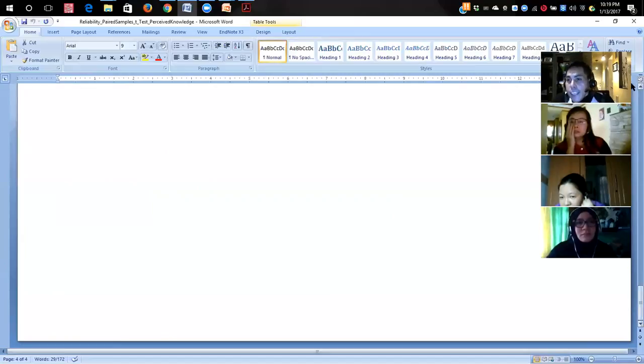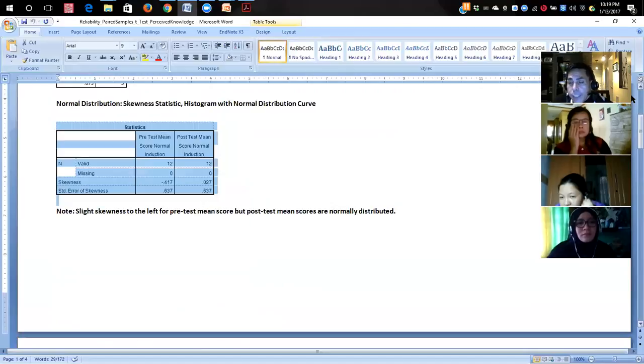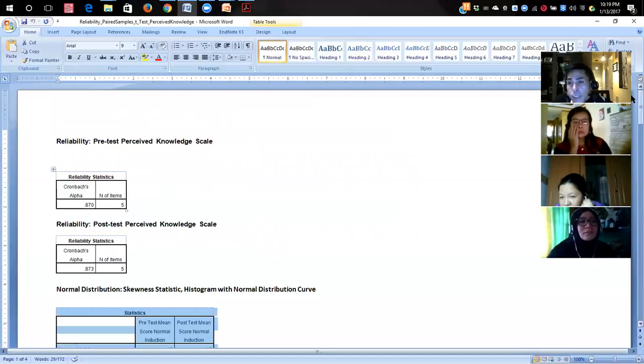So that's an example of a Likert type scale, because it's perception. So agree, strongly agree, neutral, and then disagree, strongly disagree. So that's a Likert type. So you can do a Cronbach's alpha for that.